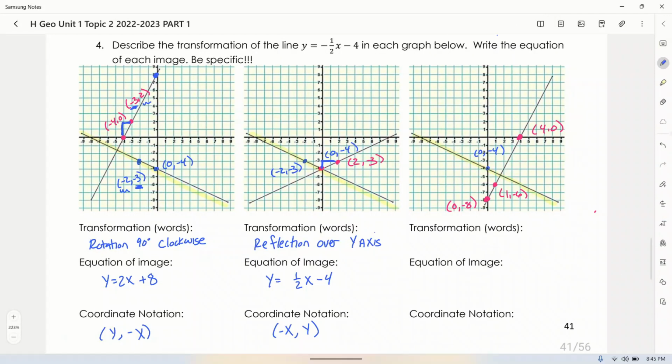Okay, so let's look at this. What's happening here? To me, this looks like the y value has changed, and then the x has not. So -y, comma, +x is a rotation 270 degrees clockwise. Okay, and we can get our equation. We can say a rise of 2 over 1, and our y-intercept of -8.